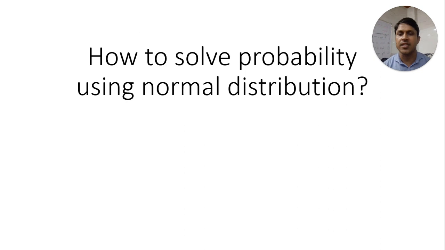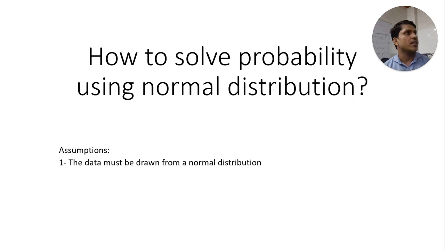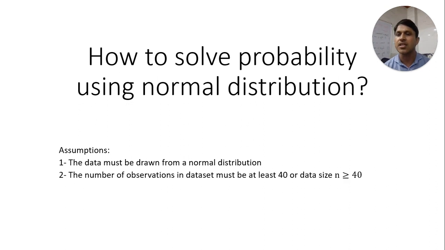Hello friends, in this video I am going to tell you how to solve probability problems using normal distribution. To solve a probability using normal distribution, we have two assumptions. The first assumption is that the data should come from the normal distribution, and the second assumption is that the number of observations in the data set, n, must be greater than or equal to 40.